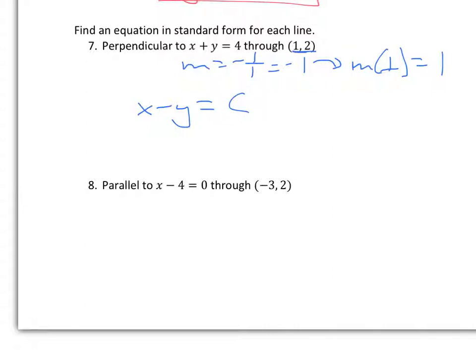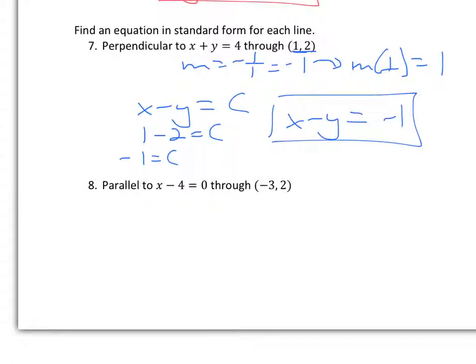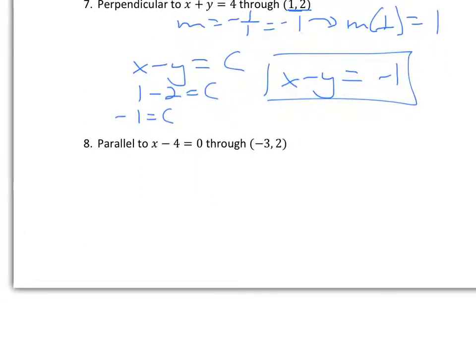All right, now I can plug this point into my x and y and find c. So 1 minus 2 equals c. Negative 1 equals c. So standard form is x minus y equals negative 1. Bam.